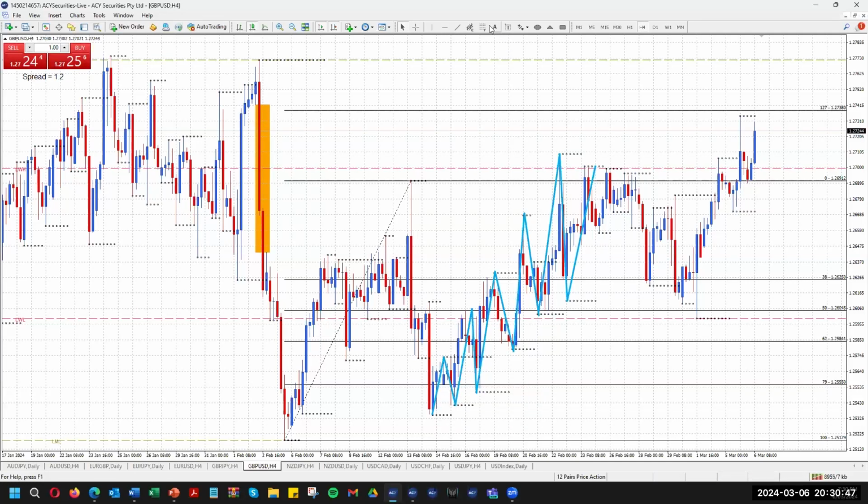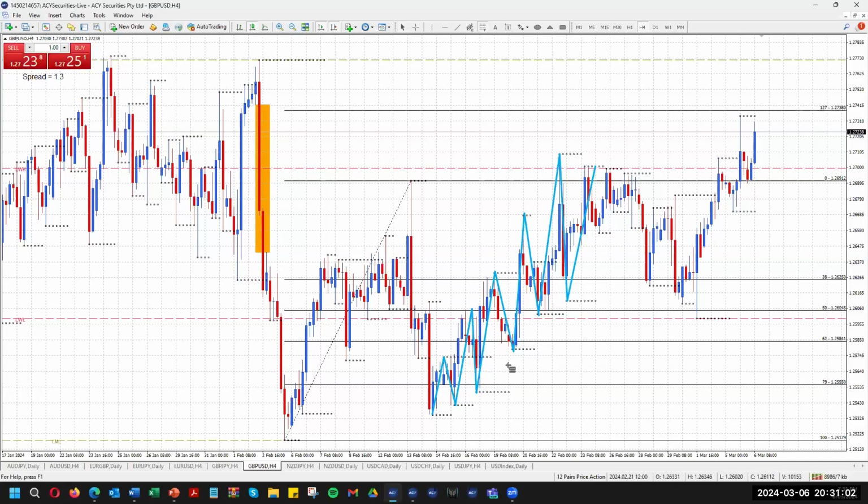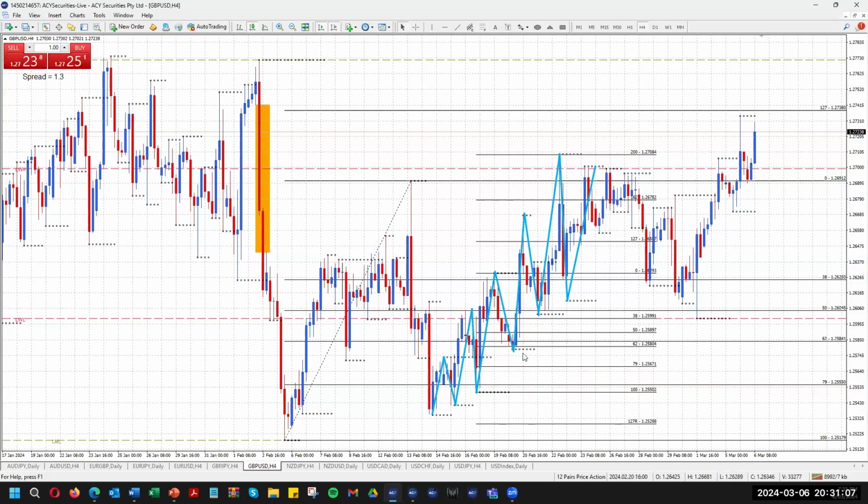Then we pull back. There's another 79% level here. You could have traded up to the 127 extension. All right. Next one doesn't pull back to the 79% level. So if you're looking for the 79% pattern on the next pullback, it only comes to the 62. So if you got your order here, you never get filled.